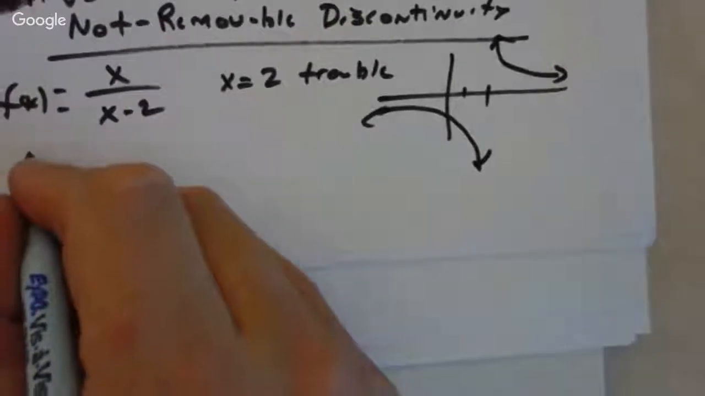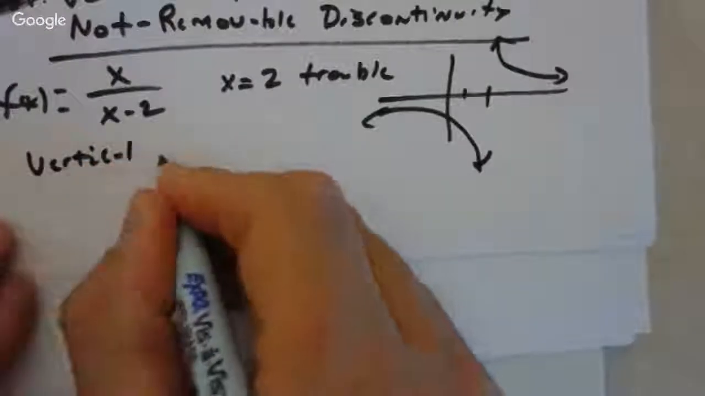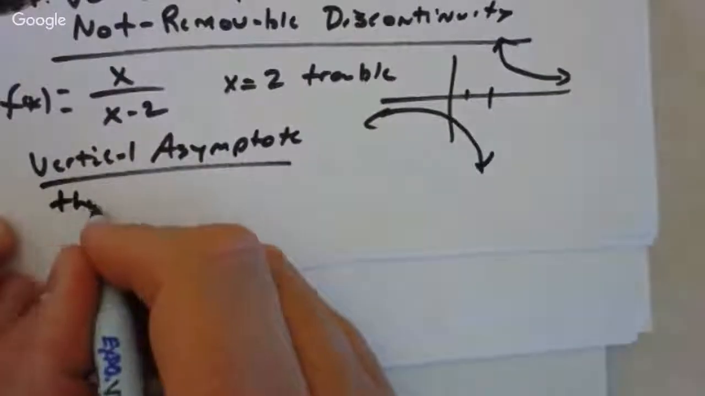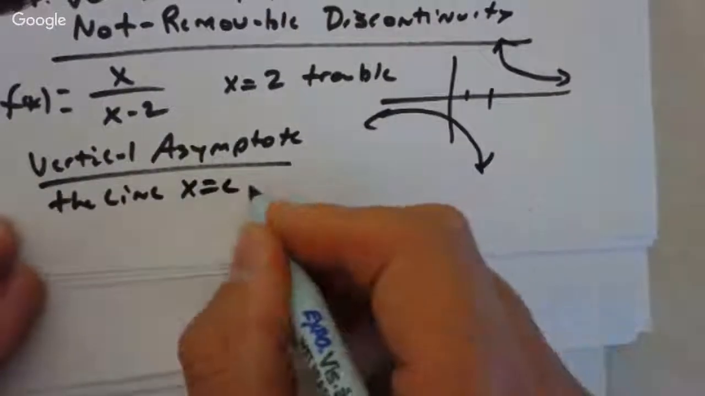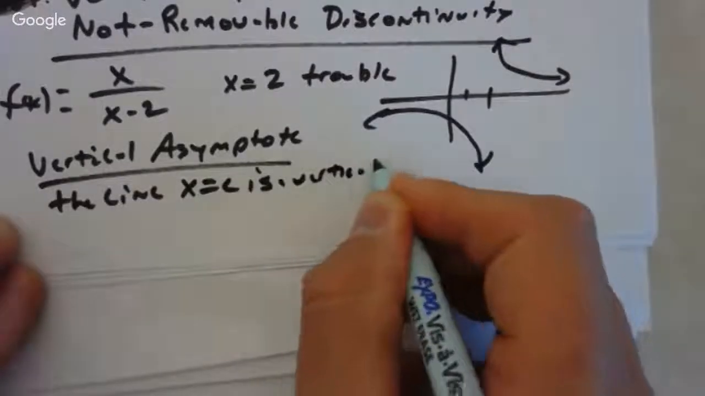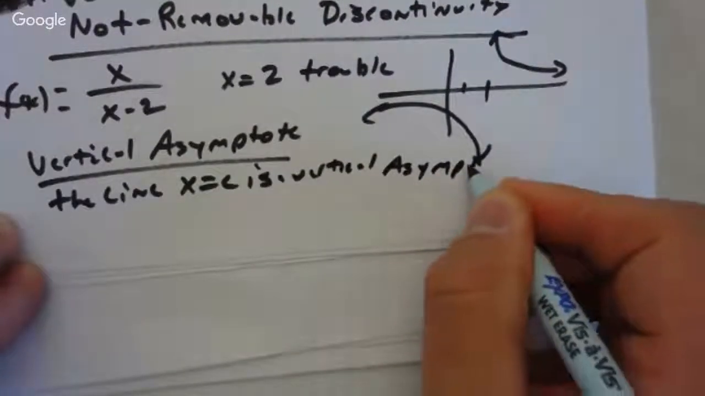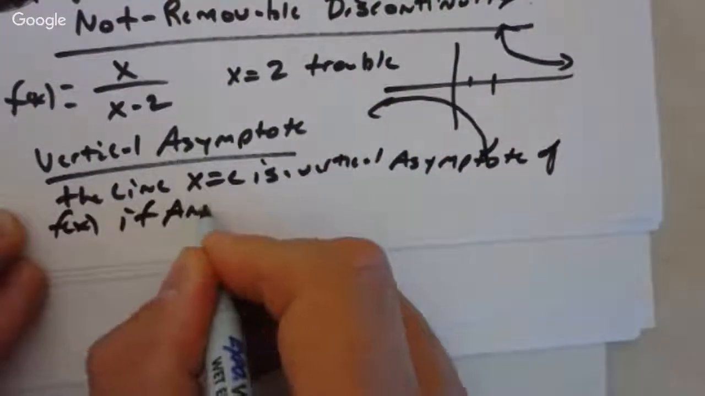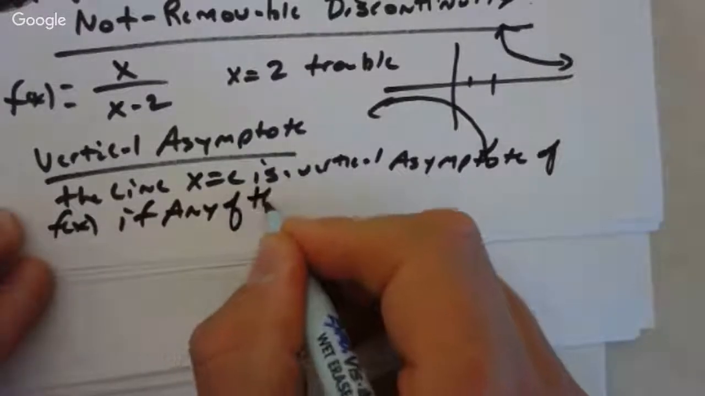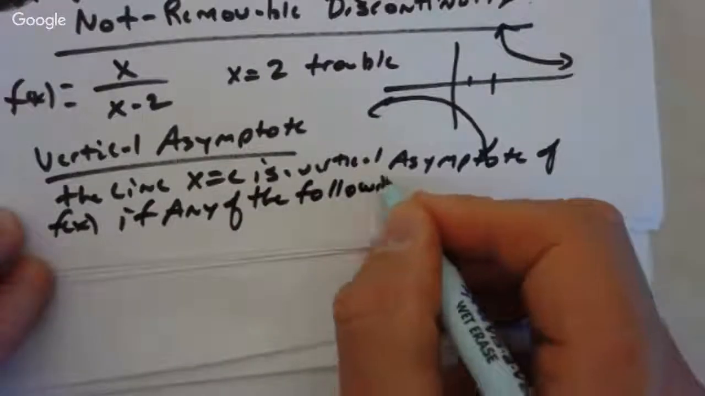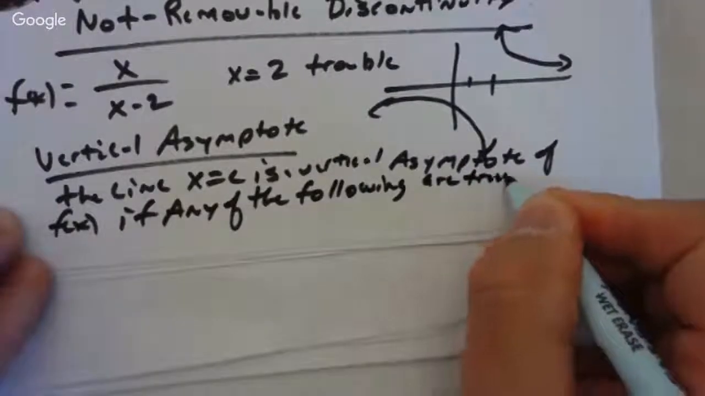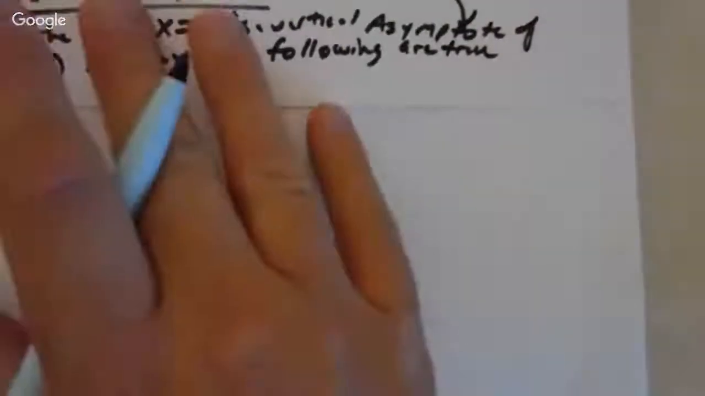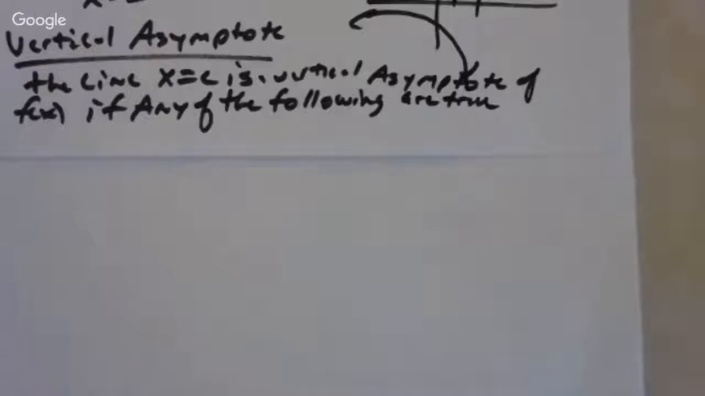Okay, so here's our definition. A vertical asymptote, very rigorous. We've waited our entire life for something that's good. The line x equals c is a vertical asymptote of f of x if any of the following are true. I always make mistakes, so I got lots of paper. If any of the following are true, the line x equals c is a vertical asymptote of f of x.